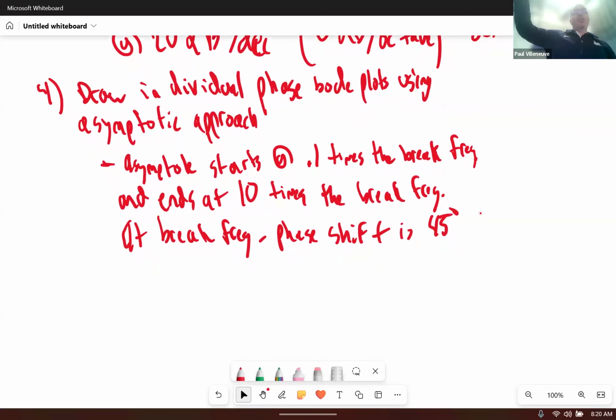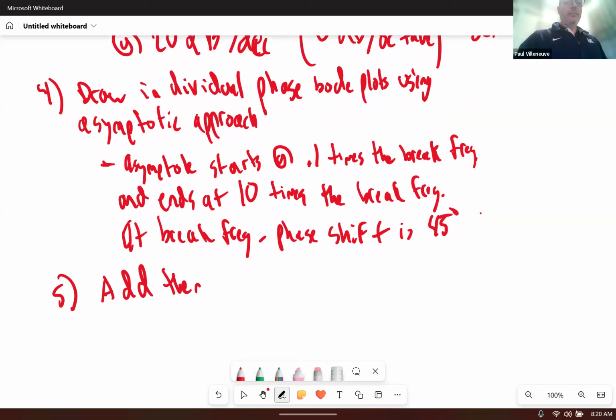And then the idea is it goes up and down again at 45 degrees per pole or zero, exactly the same. And step 5 is add them together. Then you're done.